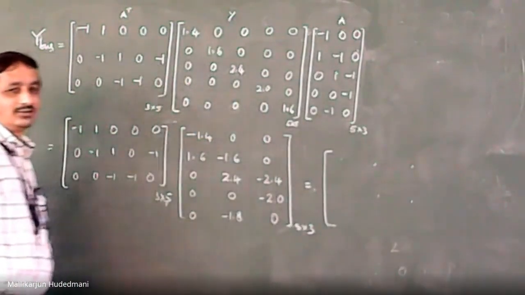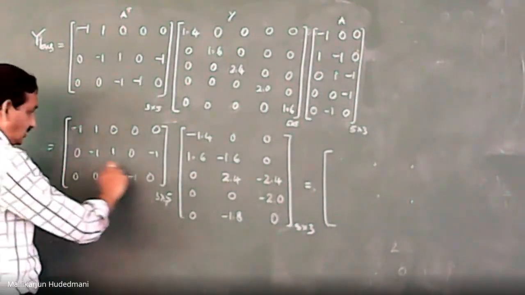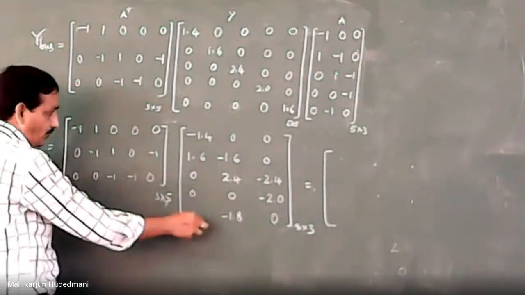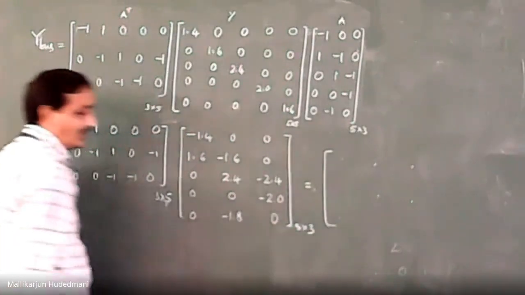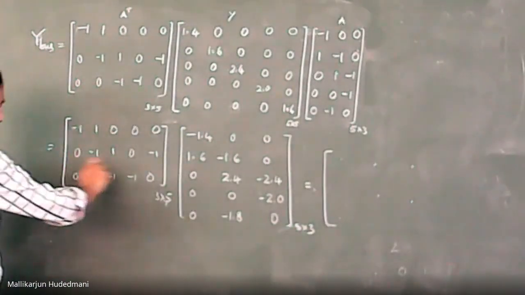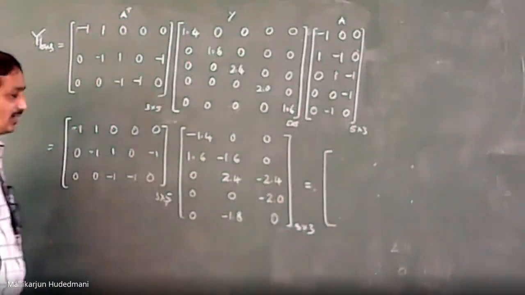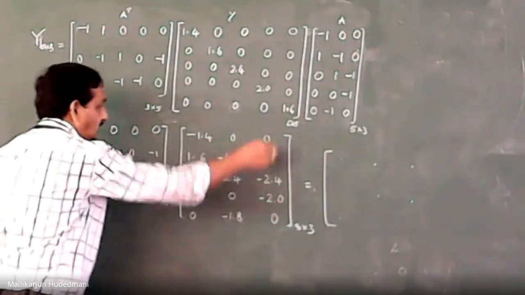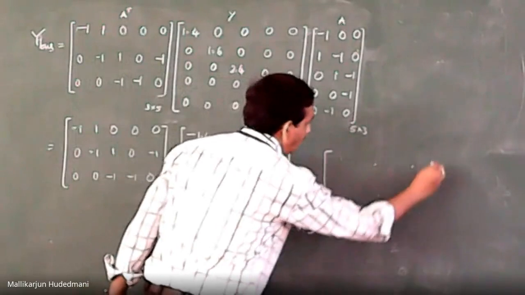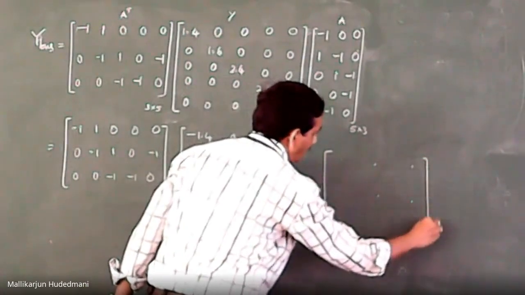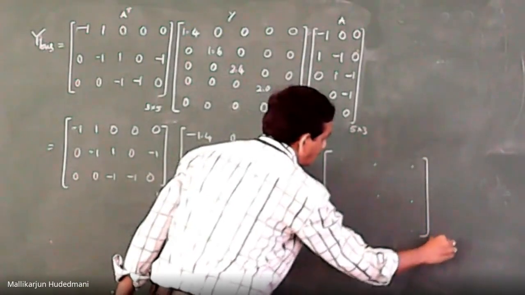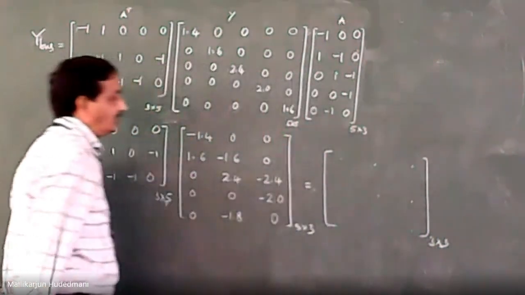You will get here. The same thing when I take a third row, first column, multiply first entry. Third row, second column, second entry. And last entry, third row, third column entry. So I will have a full matrix of 3 cross 3. So that's how Y bus can be 3 cross 3.